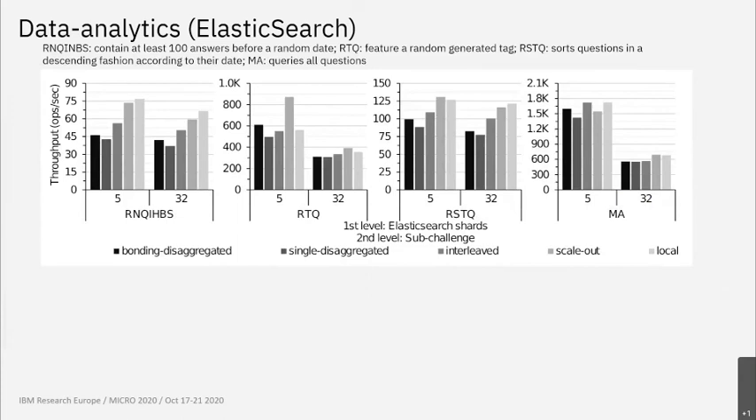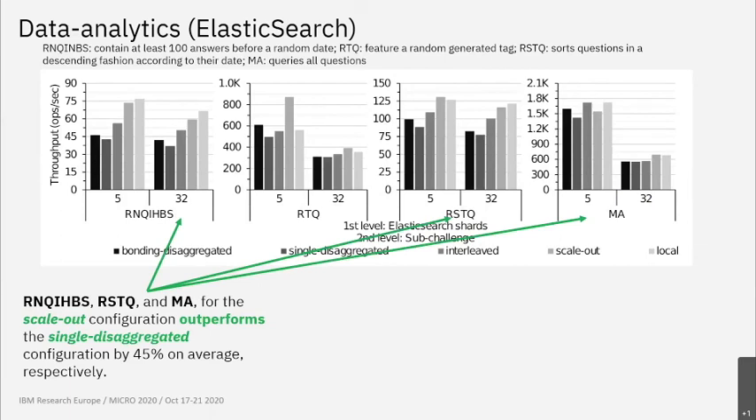So the main takeaway that we got here is that scale-out for Elasticsearch is always giving us a higher throughput, on average 45% higher than both single or bonding disaggregated. This is mostly because of the nature of Elasticsearch, that differently from SQL-like databases, here having more cores, more threads, means that I can crunch more data and thus have a higher throughput.